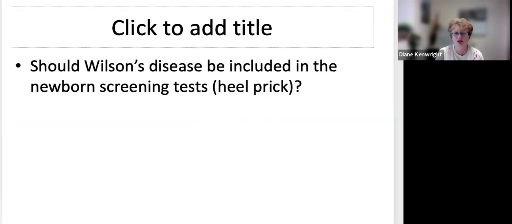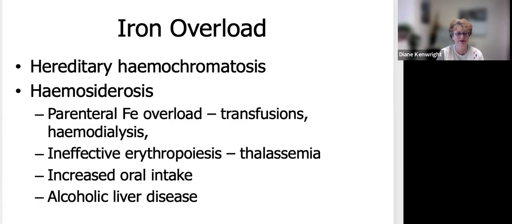So tell me, do you think Wilson's disease should be included in the newborn screening tests? Heel prick, 1 in 30,000. Is there any treatment for it? And is it worth intervening early? Worth a thought.